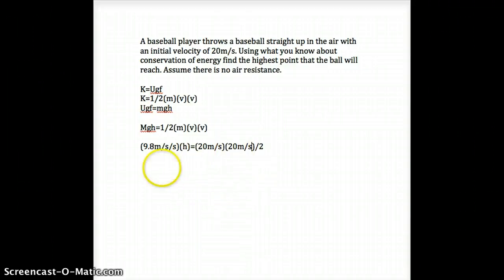So that is 9.8 h equals, and 20 times 20 is 400. 400 divided by 2 is 200. So that's meters squared per second squared, but I'll just write it meters per second. But you guys know, and I know.